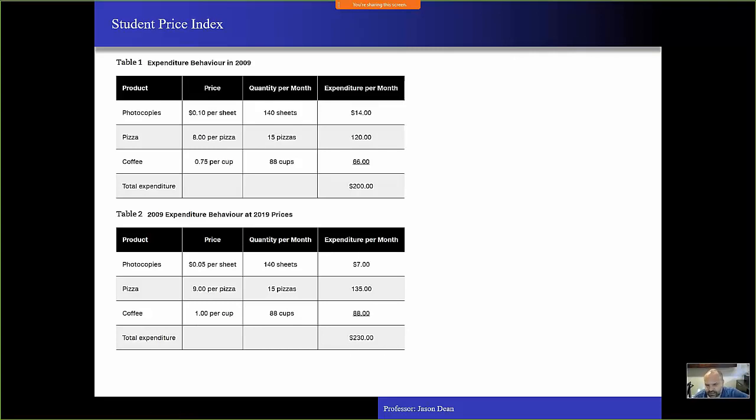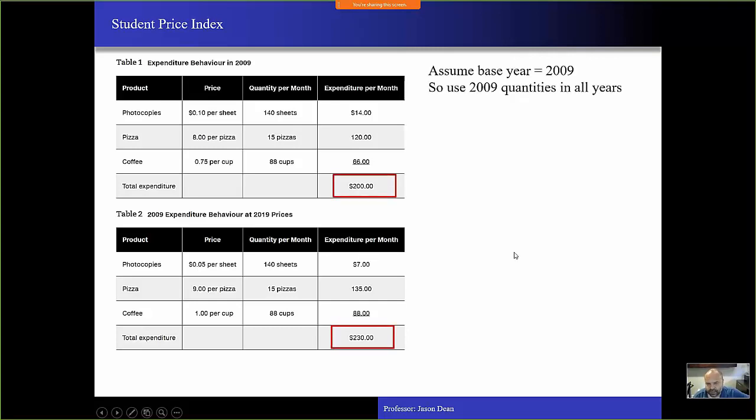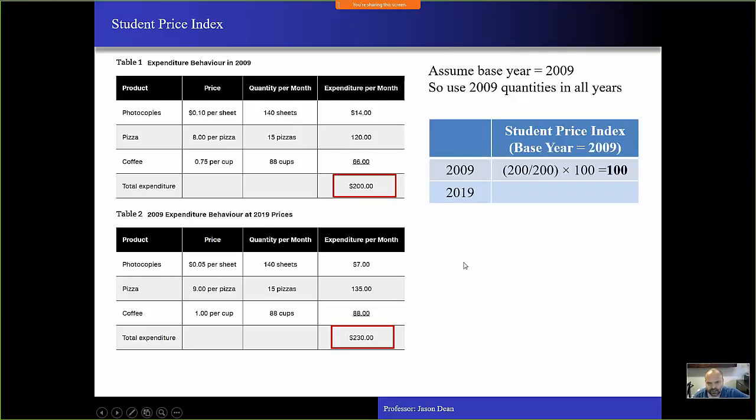Once we have this, it's easy to create the price index. We just do like we did before. We pick the base year. So let's pick 2009 as the base year. Then we take this divided by itself, which is equal to 1, and then this divided by that. We're just going to take each year's cost and divide it by the base year. When we do that, the base year is going to be 100. And then for 2019, we take the cost of the basket of goods divided by 200, which is the amount in the base year, and multiply it by 100, and we get 115.